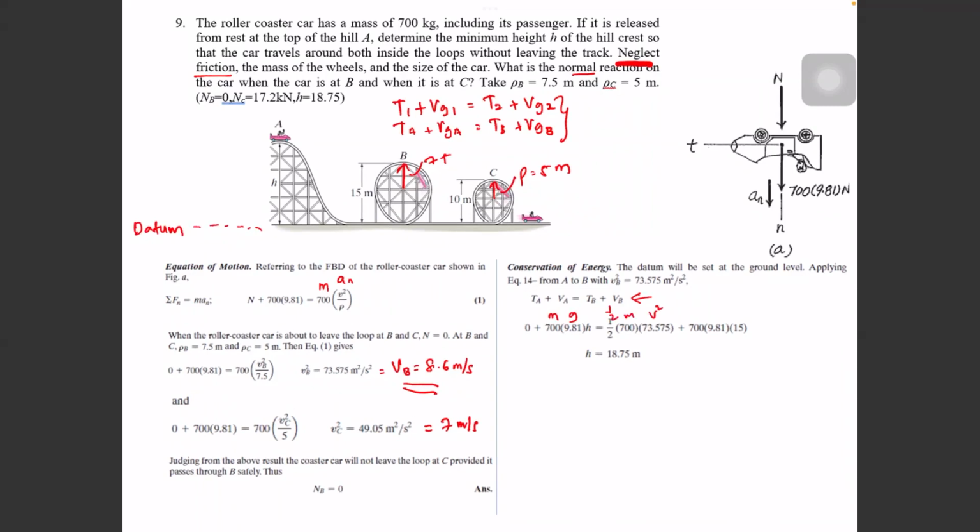So we get that. And then plus VB gravity. Okay, VBG, which is mgh. This one is mg hB. Okay, hB is 15 meter. Okay, this one 15 meter. So you get the minimum h is 18.75 meter. Okay, 18.75 meter.